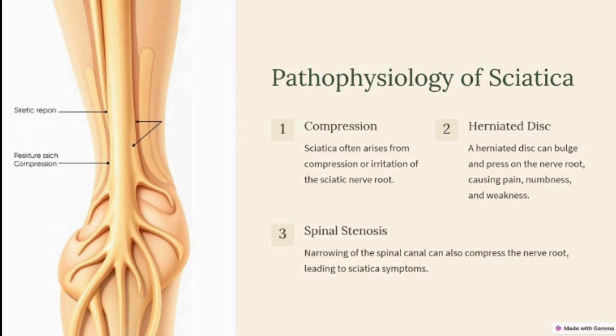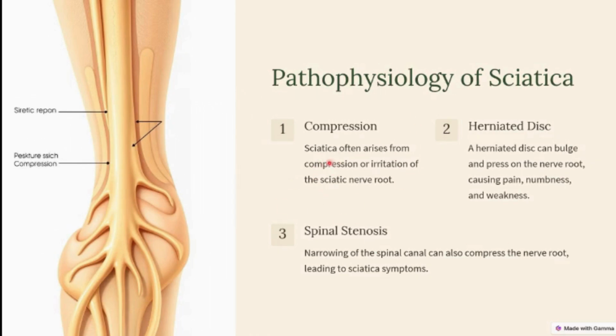Next is spinal stenosis, which is the narrowing of the spinal canal that may compress the nerve roots. Piriformis syndrome: when the piriformis muscle irritates or compresses the sciatic nerve, it can lead to sciatic-like pain. Then spondylolisthesis: a vertebra slips forward, potentially pinching the sciatic nerve roots. All these conditions lead to inflammation, which irritates the sciatic nerve and causes a sharp, shooting pain characteristic of sciatica.